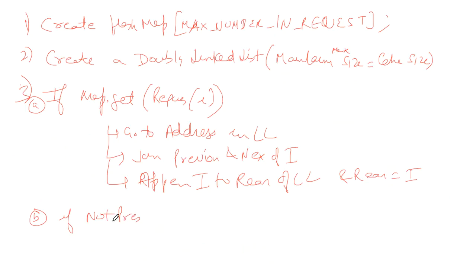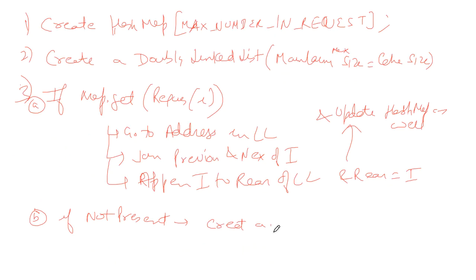If not present, and before that, update the hash map as well with the new address, so that the next time it's a cache hit for that element, you get the updated information, because you have created a new node here. Right now, if not present, then what do I need to do?